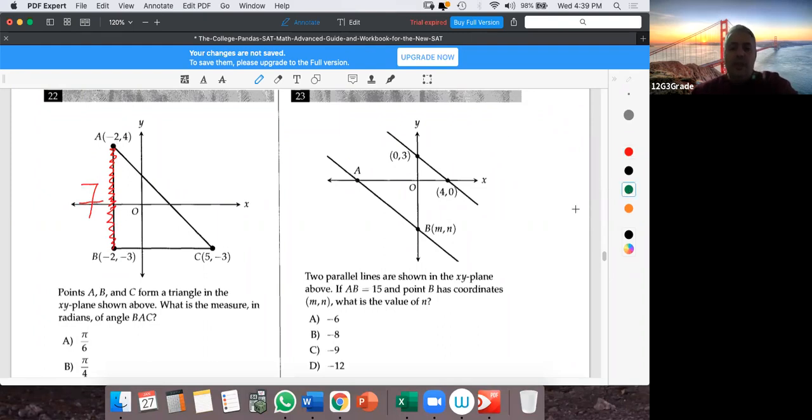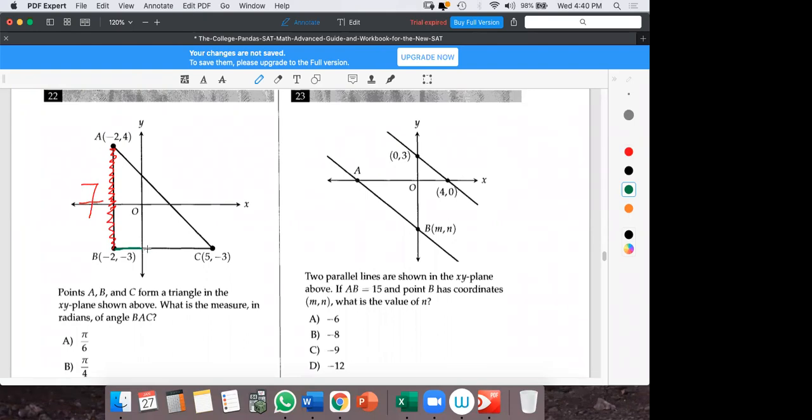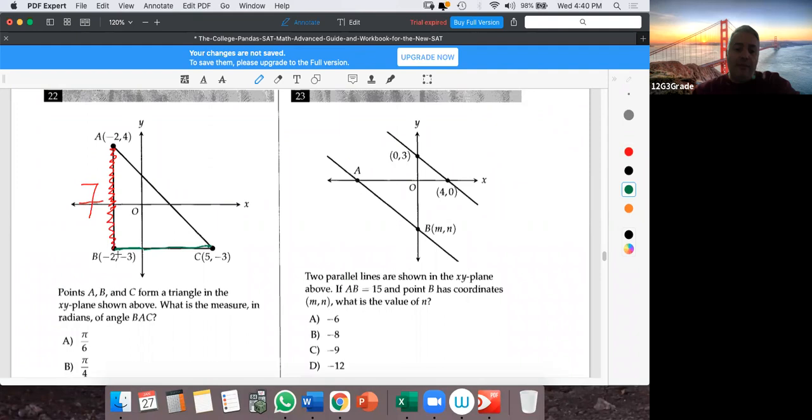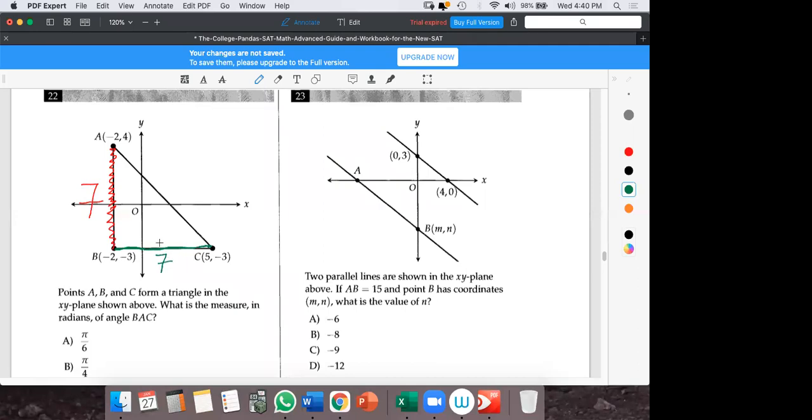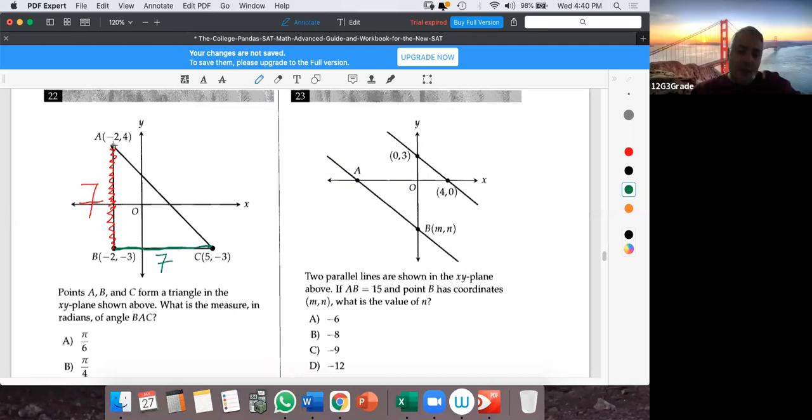Yeah. What about the length of this? Let's start with this. What is the length here? 2. What about the length here? 5. So totally, what can we say? 7. Bravo.